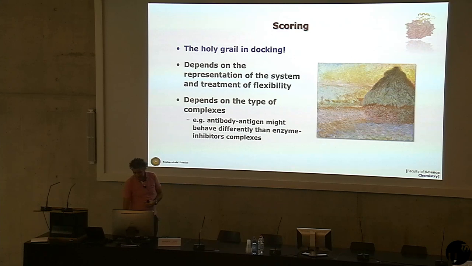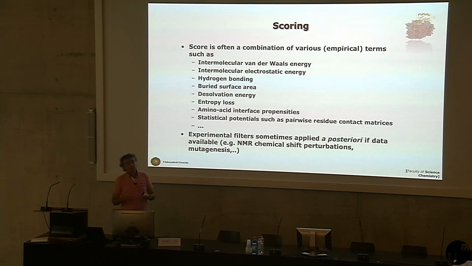So what do you find in there? All kinds of energetic terms, typically. Intermolecular energies, electrostatics, van der Waals, you might have hydrogen bonding, the amount of surface which is buried at the interface. For protein-protein complexes, this is used a lot. Desolvation energy, statistics, amino acid interface propensities, or maybe even atom-atom contact propensities that are derived from analysis of complexes in the PDB. So any combination of those will be found there. And of course, if you have data, you can use the data in the scoring step as well.